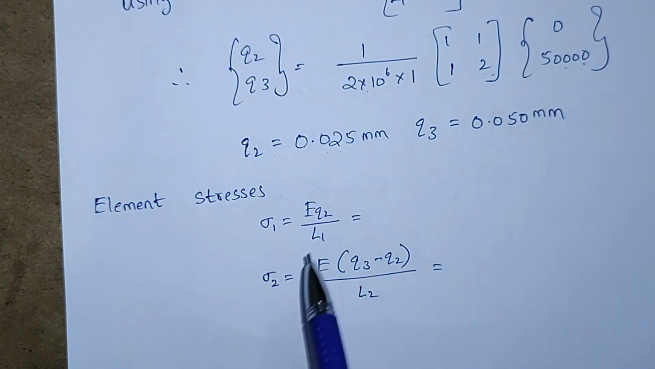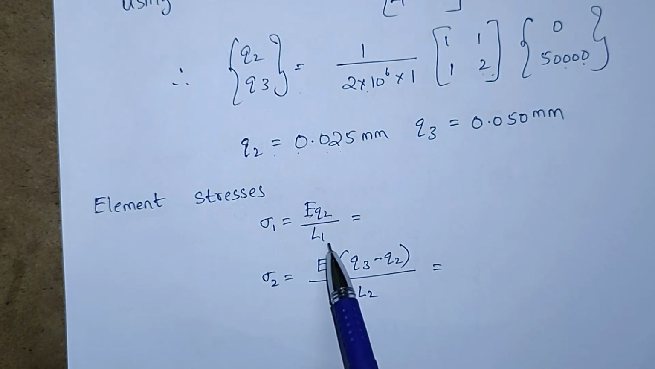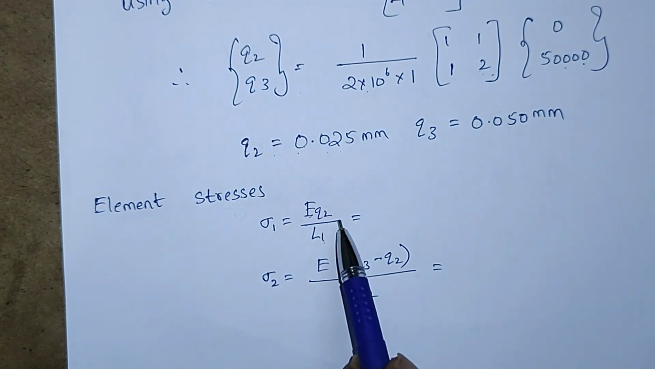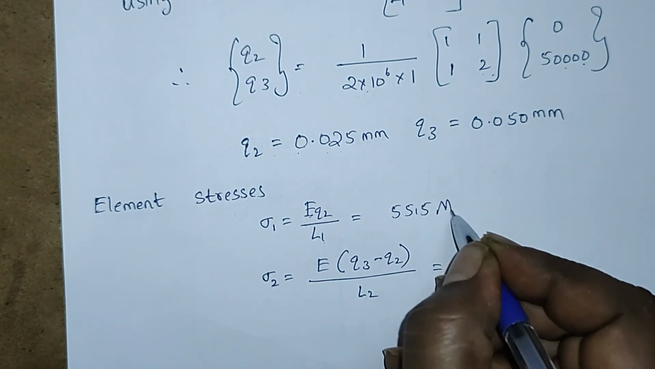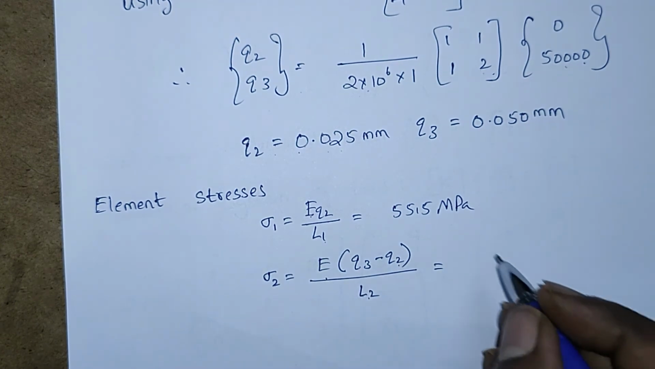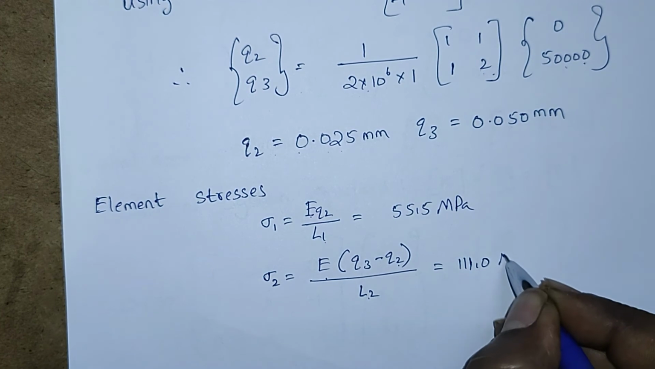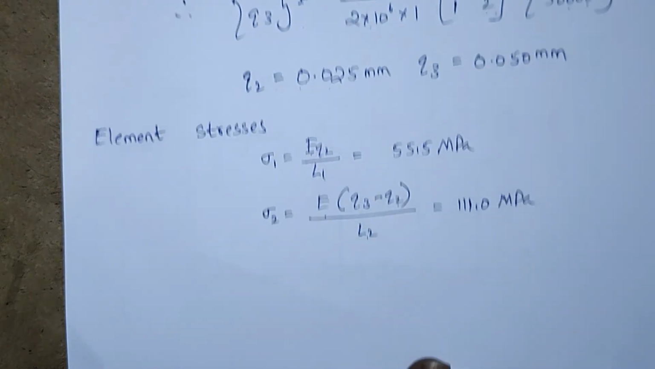Okay, we have the value of E, we know the value of q2, we know the value of L1. So putting all these values, what will we get? Sigma 1 is 55.5 megapascals, and here also we know the value of E, we know the value of q3, the value of q2, and the value of L2. So we will get sigma 2 as 11.0 megapascals.